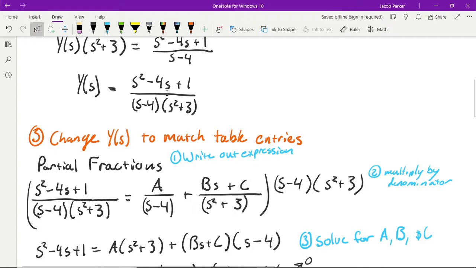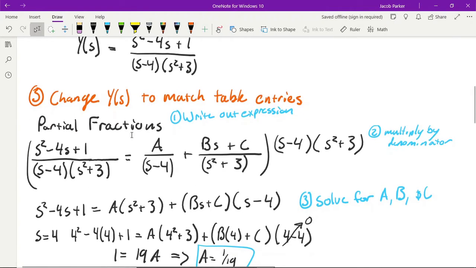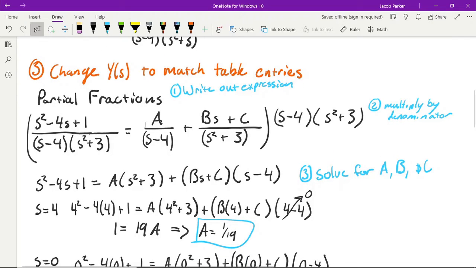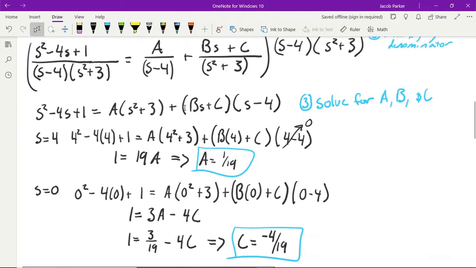And in order to do this for this particular problem, we'll need to use partial fractions. And the first step of this is to write out the expression here. And then we'll have the expression is equal to a over s minus 4 plus bs plus c, and this bs plus c is there because of this s squared. The second step is to multiply by the denominator of this part of the fraction right here, and then we'll get this expression here.